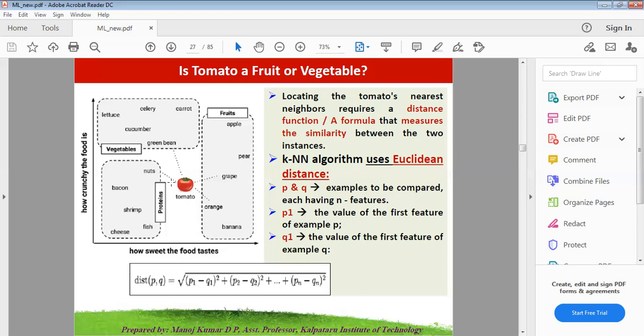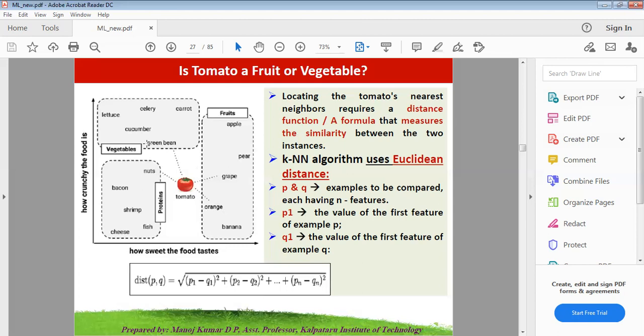Okay, so how you find the distance, that we will tell you. Now you see here, this is the tomato. Tomato is very near to nuts. Here it is very near to green bean. Here it is very near to grape and orange. So is it near to fish? No, it is not. So nearest items are nuts, green beans, grape and orange. So depending on near distance, now you are placing that one.